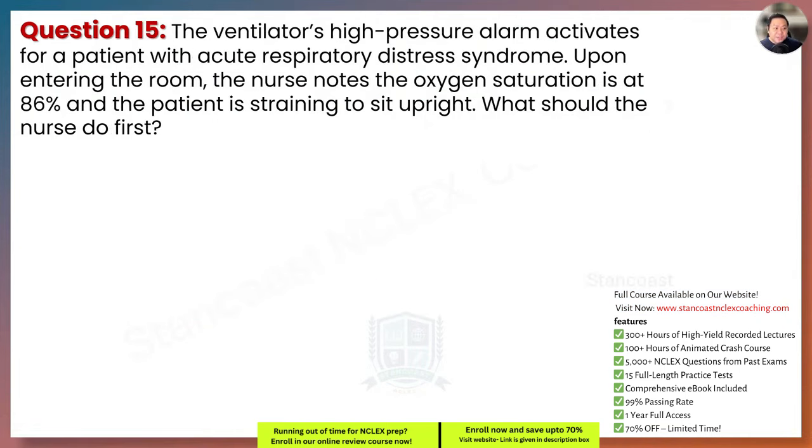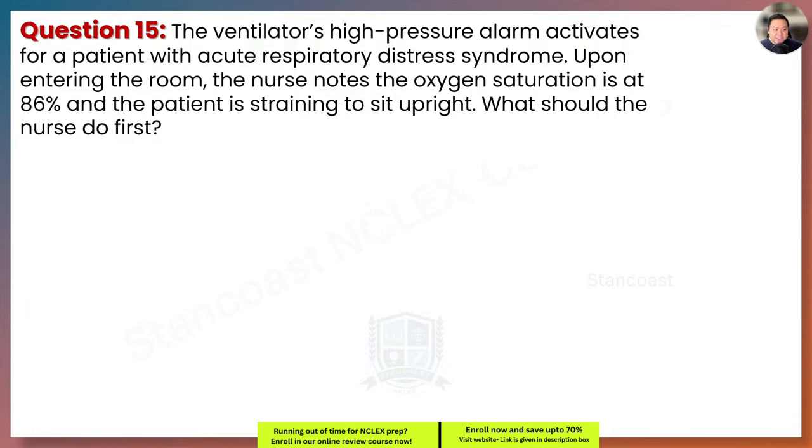The ventilator's high pressure alarm activates for a patient with acute respiratory distress syndrome. Upon entering the room, the nurse notes the oxygen saturation is at 86% and the patient is straining to sit upright. What should the nurse do first?